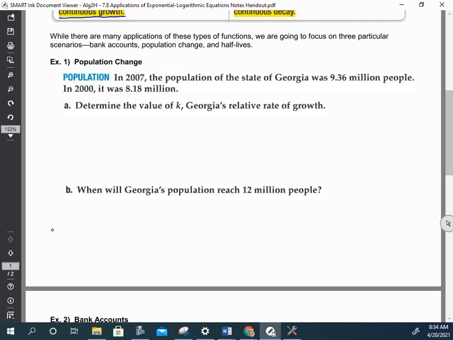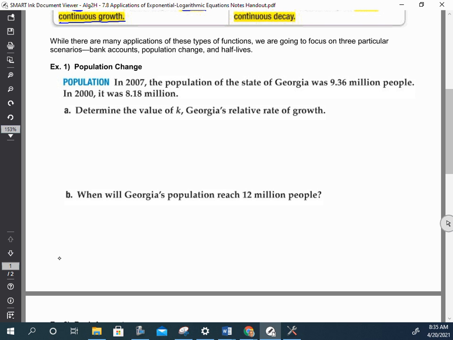All right, population change. In 2007, the population of the state of Georgia was 9.36 million people. In 2000, it was 8.8 million people. So determine the value of k, Georgia's relative rate of growth, and when will Georgia's population reach 12 million people?